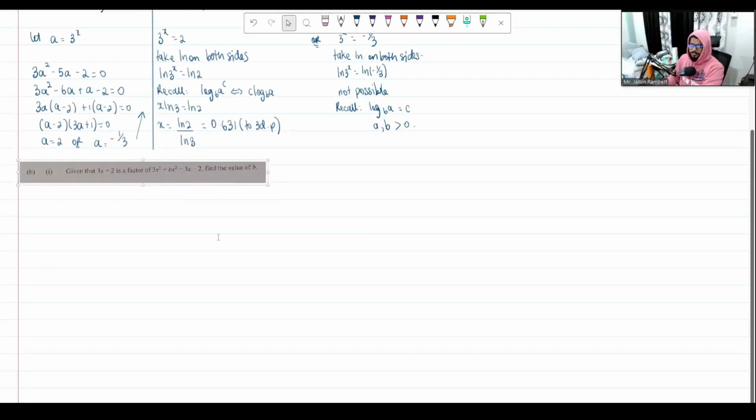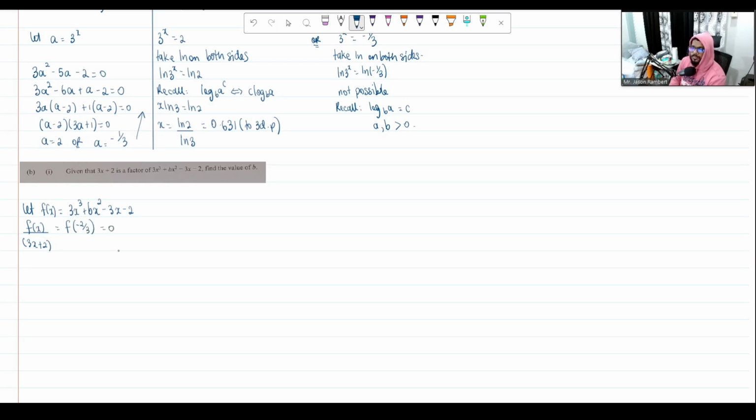Next, B part 1. Given that 3x plus 2 is a factor, find the value of b. Now, if 3x plus 2 is a factor, we do have the name of the function, so I'm going to let f of x be equal to 3x cubed plus bx squared minus 3x minus 2. So, f of x divided by 3x plus 2 is equal to f of negative 2/3. And this is equal to 0, since 3x plus 2 is a factor.